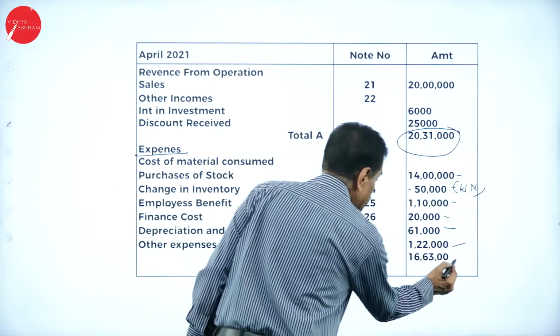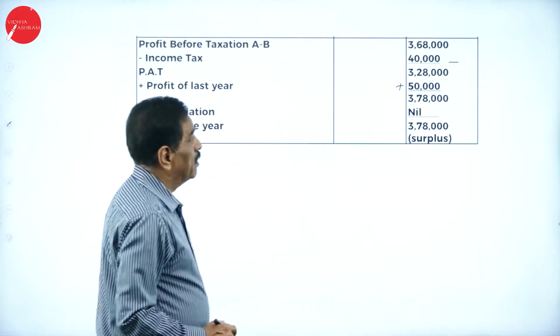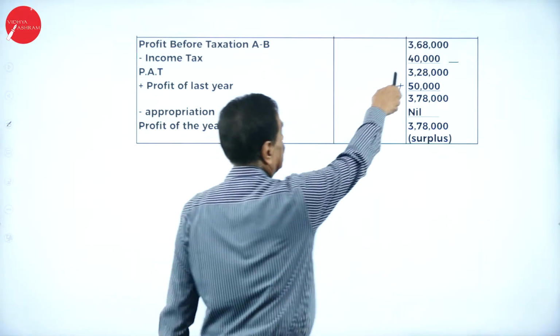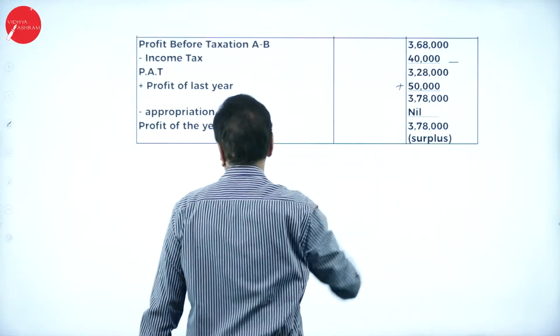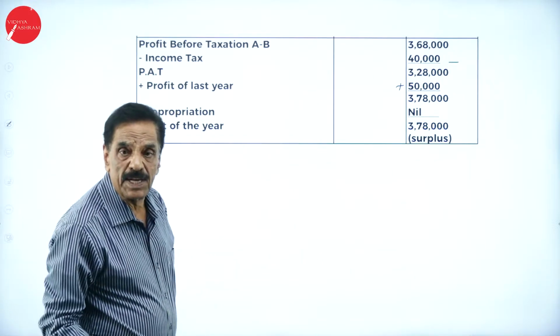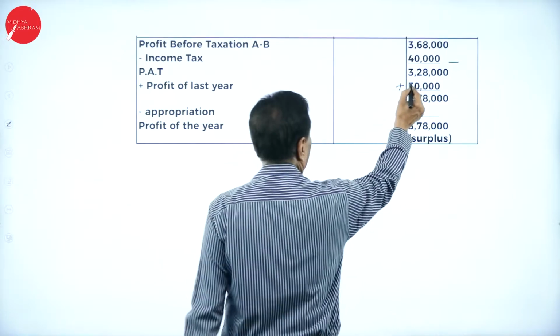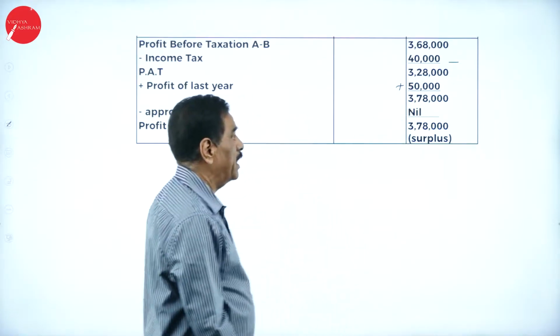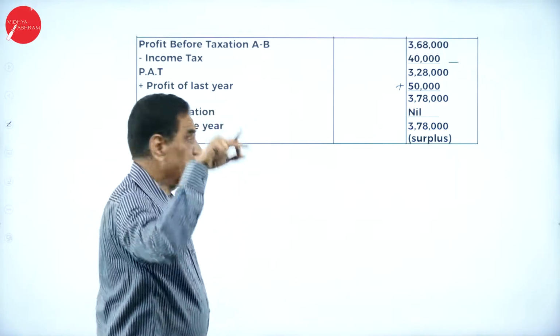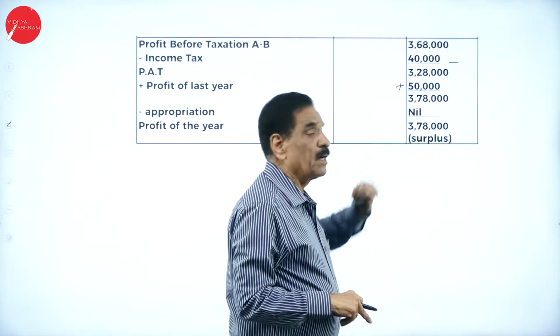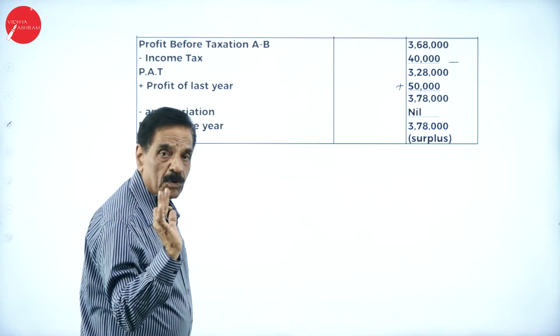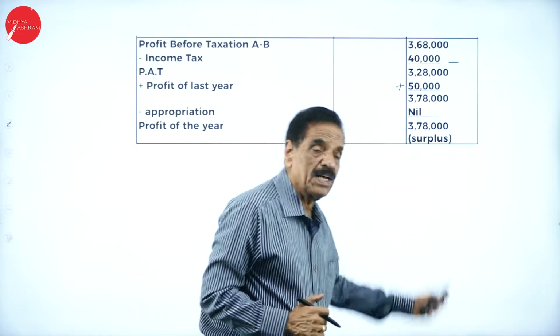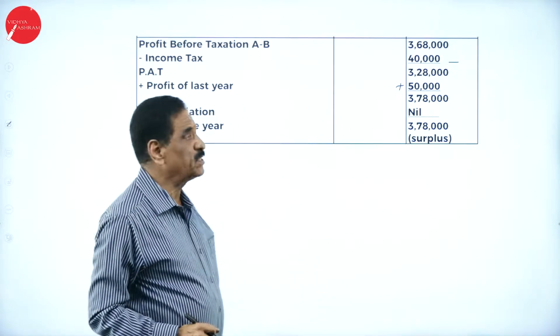Totally it will work out to 16 lakh 63,000. If we deduct it now, it will come to 3 lakh 68,000 profit before taxation. If income tax of 40,000 is deducted, this is profit after taxation, 3 lakh 58,000. Add profit of the last year 50,000, it becomes 3 lakh 78,000, and there is no appropriation account. So the entire 3 lakh 78,000 of the current year is the surplus.